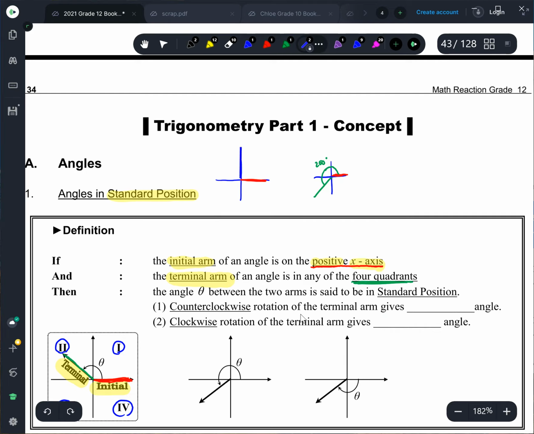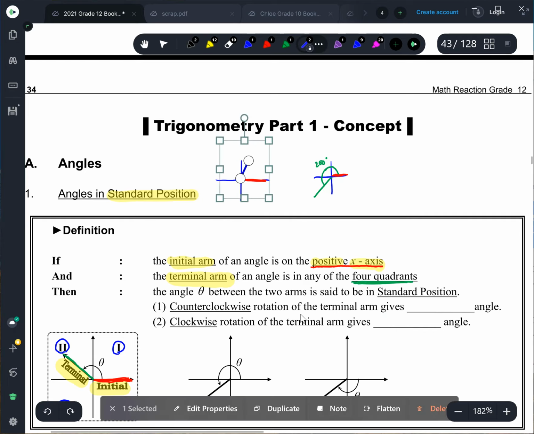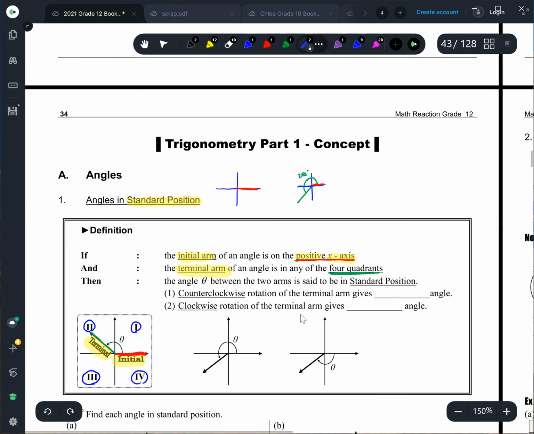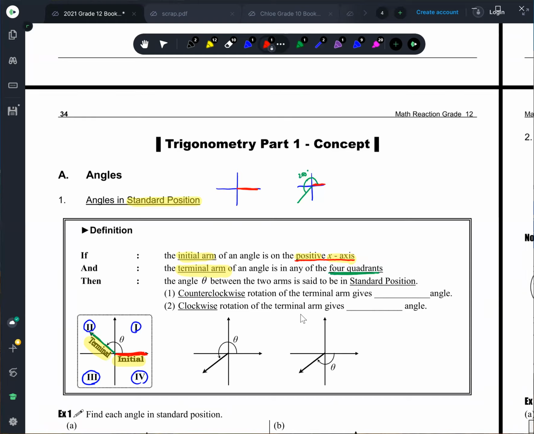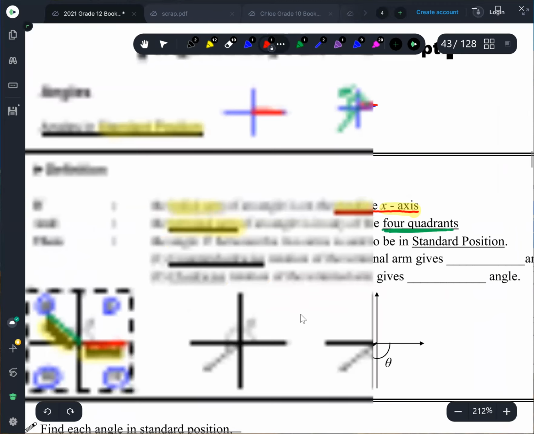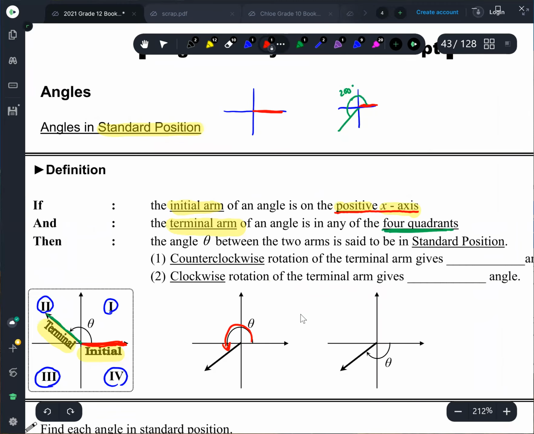90, 180, 270, 360. I turn more, you add another 90, I can keep on turning. So your angle will get bigger and bigger. Turning in this direction is called counterclockwise. Look at the clock, you are turning this way. This is counterclockwise. So when you turn counterclockwise, the angle will be positive.